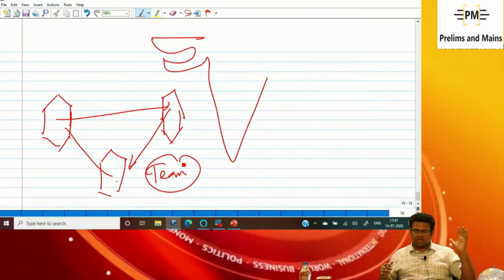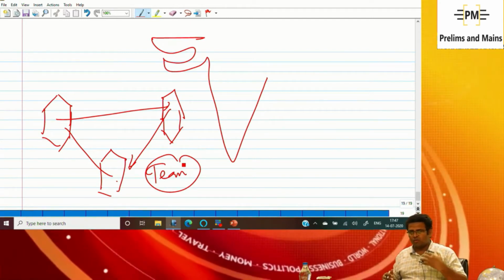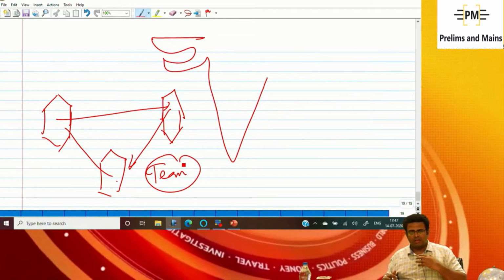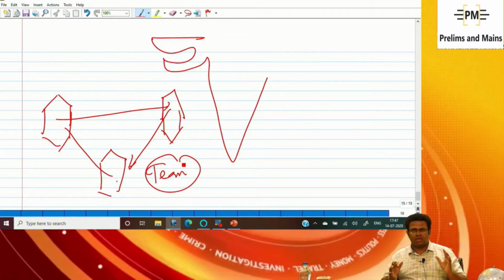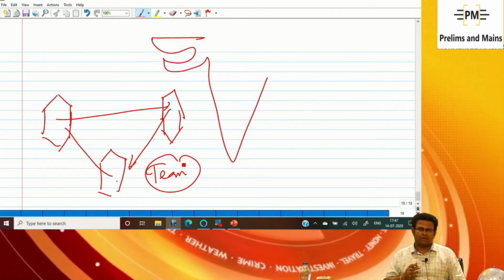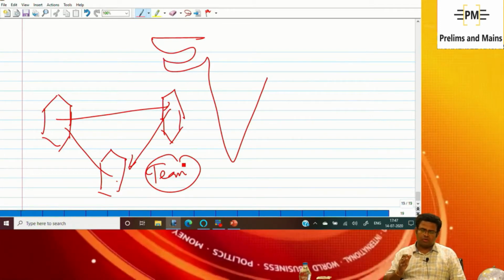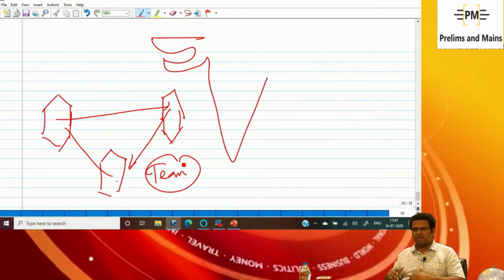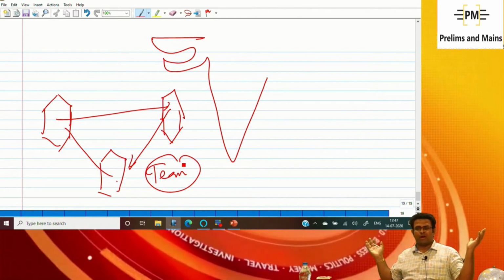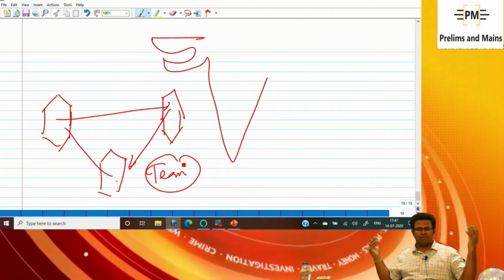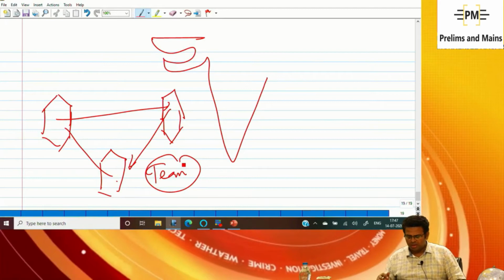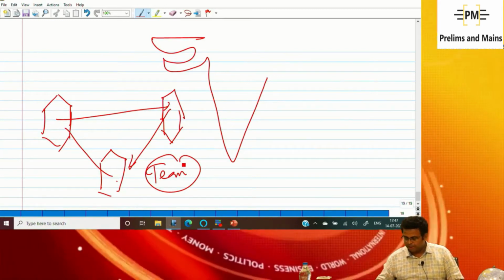So our INS can work as a team, and then Barak 8 can launch and destroy anything which is coming to target. If anybody is coming to target this destroyer, they will all come out, and the radar will be able to find them, whether it is a Chinese missile or a Pakistani missile, whosoever it is. This is the capability of Barak 8.